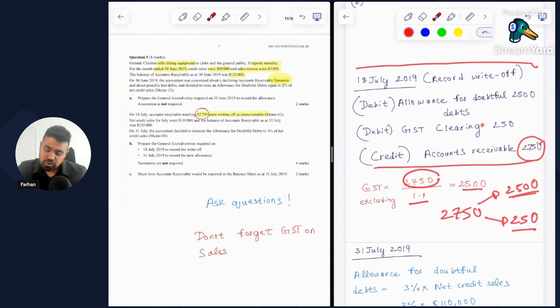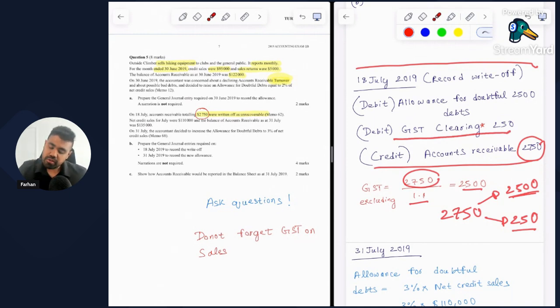So if you have to record this write-off, you have to debit the GST clearing by $250. Why are we debiting the GST clearing by $250? When we debit the GST clearing account, we're essentially reducing our obligation with the ATO, right? Because we are now confirmed that these accounts receivable are unable to pay us back the money that they owe, we know that this GST also needs to be reduced in the GST clearing account, which by default is a liability account. So when liabilities go down, we have to debit it. That is why we are debiting GST clearing by $250.